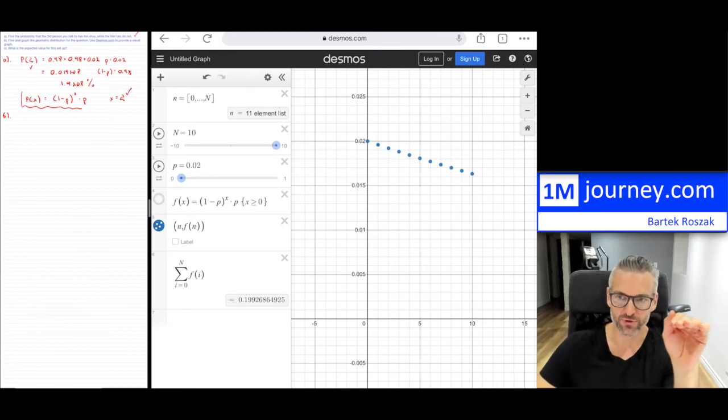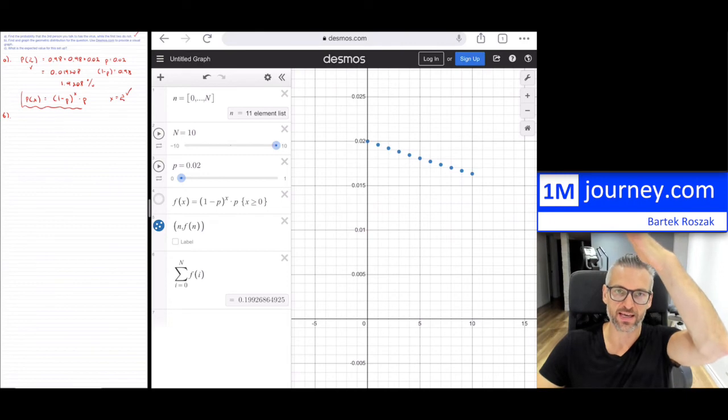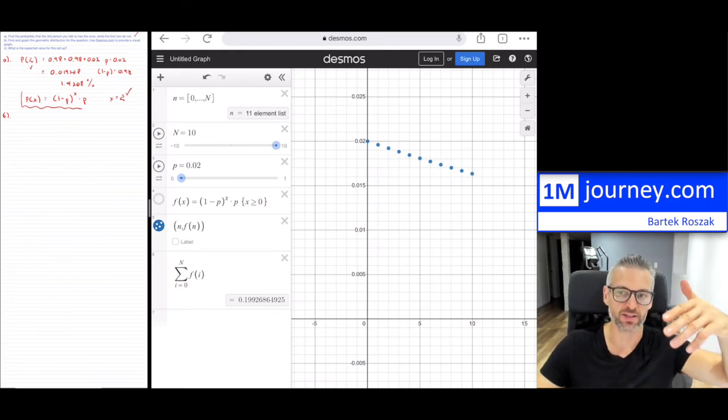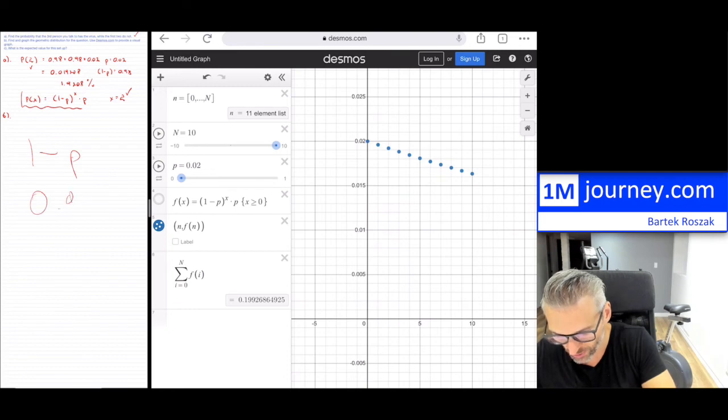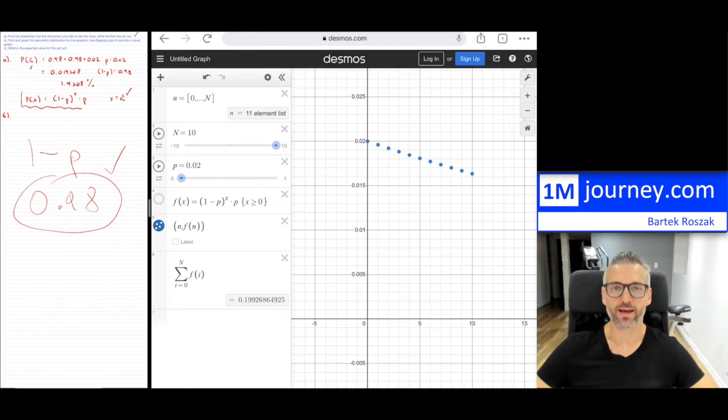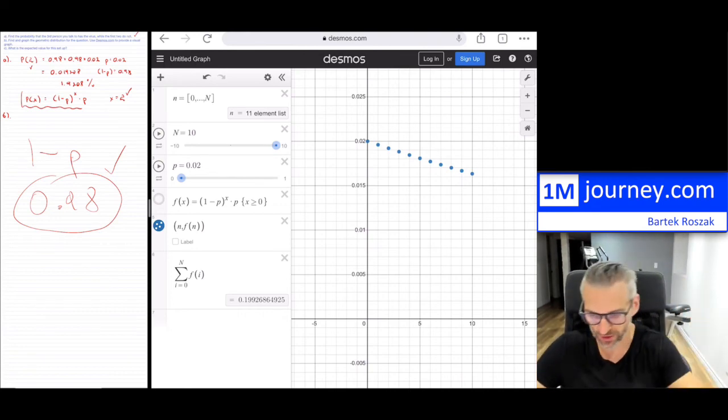So 10 unsuccessful trials. Now that 10 worked very well when the probability was 0.3, because the exponential decay happened rather quickly. Now it's not going to happen very quickly because p is equal to 0.02, which means that 1 minus p is 0.98. So this is really high, very close to 1. That's why it looks like it's slowly coming down.